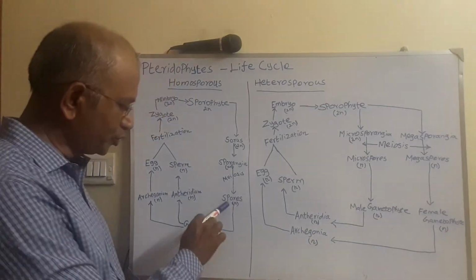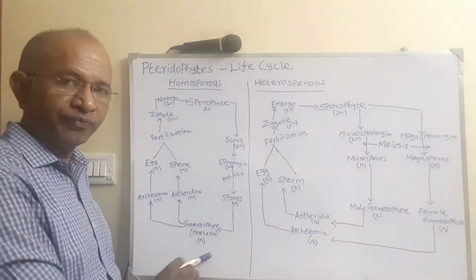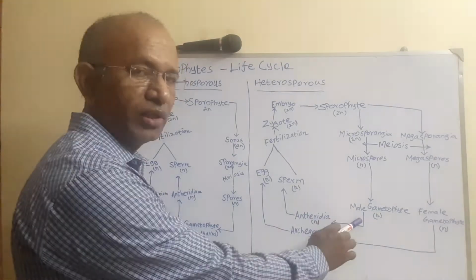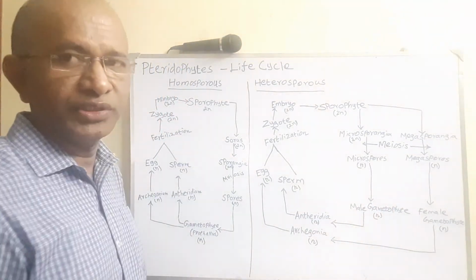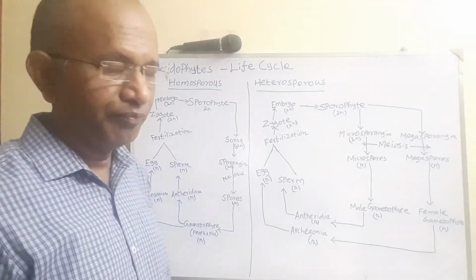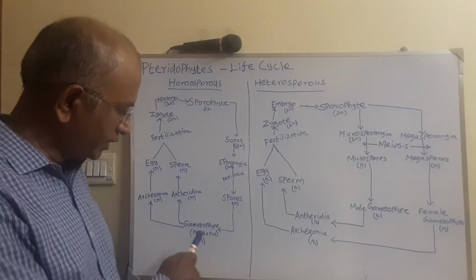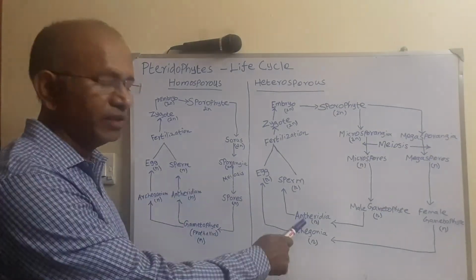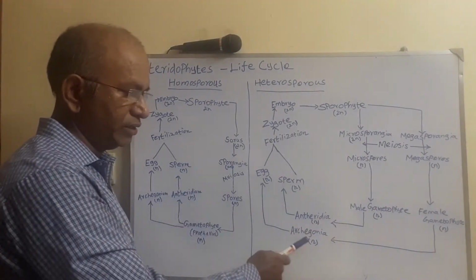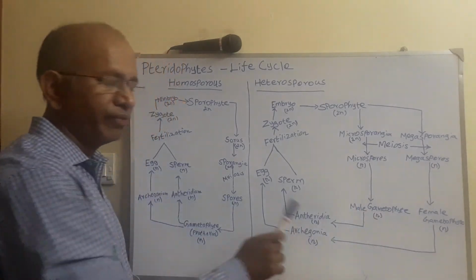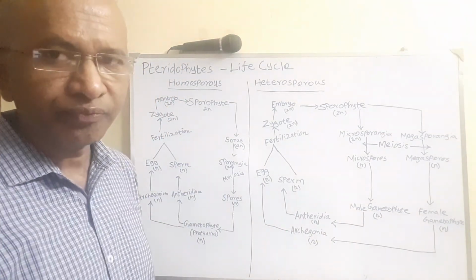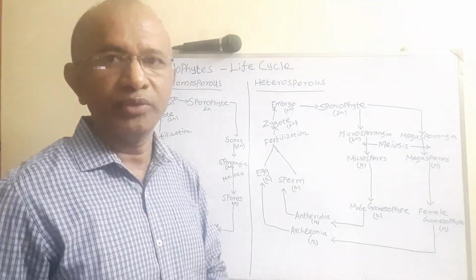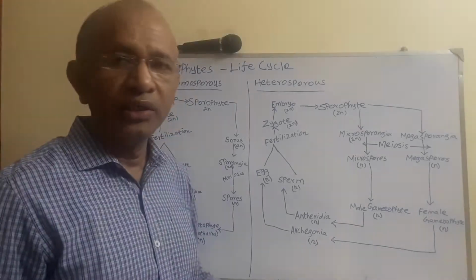But here in homosporous, the spores produce only one type of gametophyte. There is only one type of gametophyte. But here there are two types. One is the male, another one is the female. Here the same gametophyte produces both antheridium and archegonium. But here the antheridium is produced from the male gametophyte and the archegonium from the female gametophyte. So these are all the basic differences between the homosporous type of life cycle and the heterosporous type of life cycle.